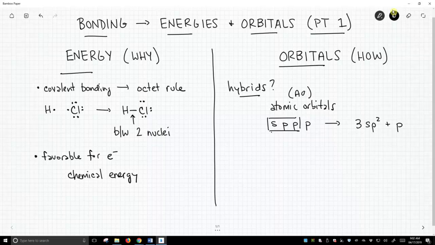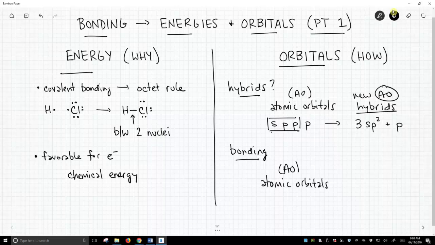We get new atomic orbitals, and we call them something special. They're called hybrids, but they're still atomic orbitals on that atom. Well, in bonding, we're going to do something different. We're instead going to take atomic orbitals, our AOs, and we're going to mix them together, much as we mixed our atomic orbitals to make hybrids, and we're going to mix atomic orbitals between two different atoms, and we're going to get molecular orbitals.